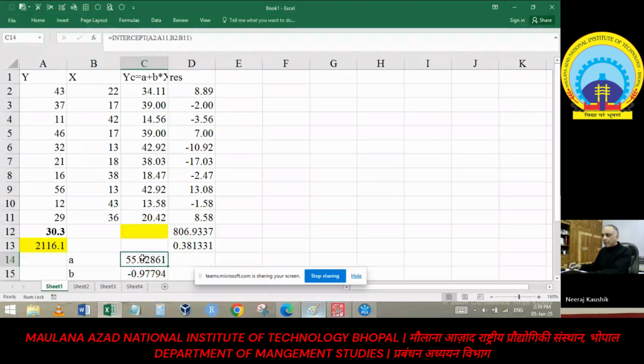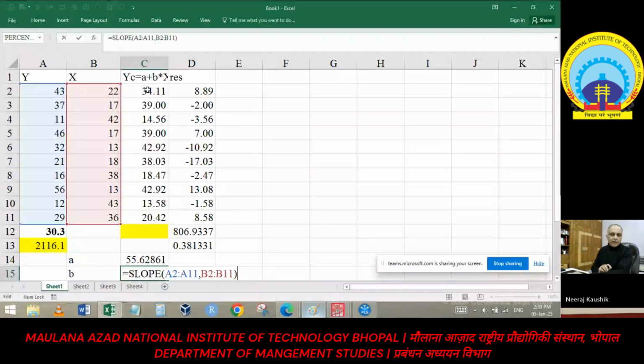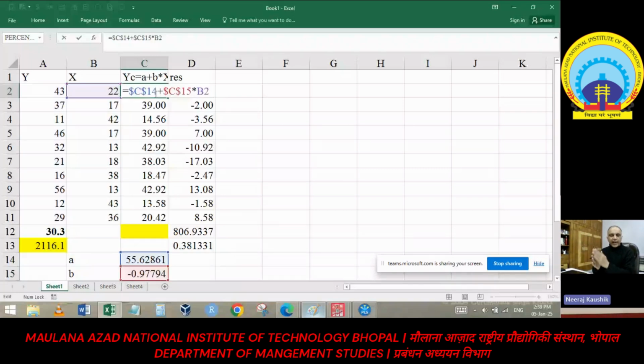A can be computed by the intercept function. The formula of A is the intercept, first the Y series, then the X series. And the formula of B is the slope, S-L-O-P-E, slope. Using this A and B, I computed the value of YC. YC is equal to A plus BX. X is trying to become Y.